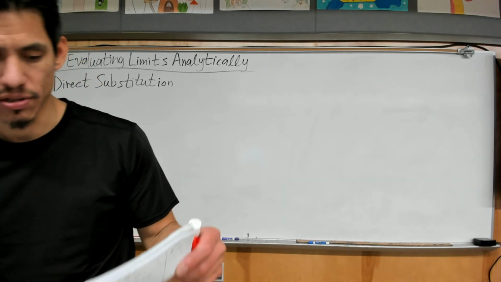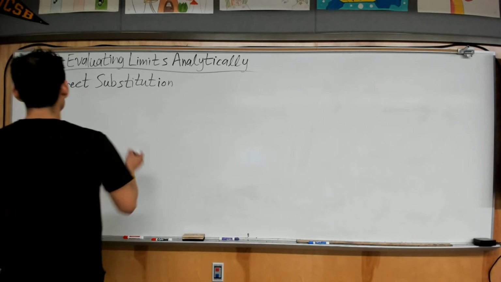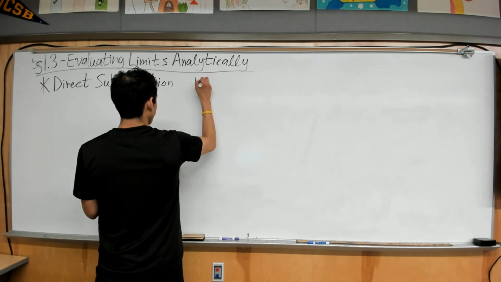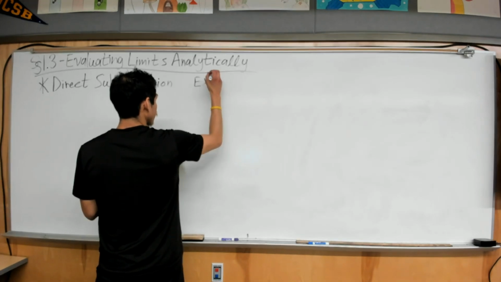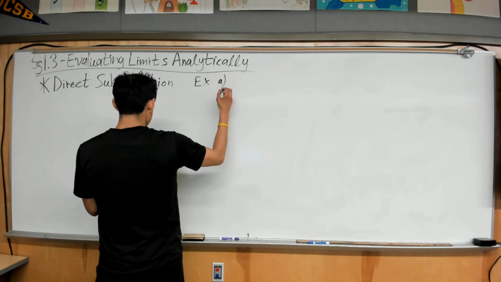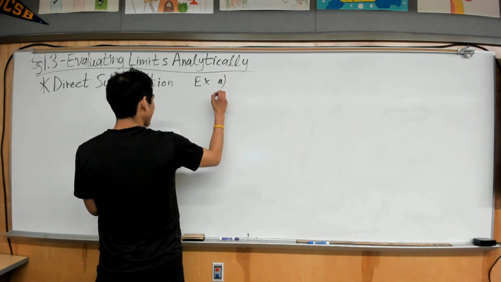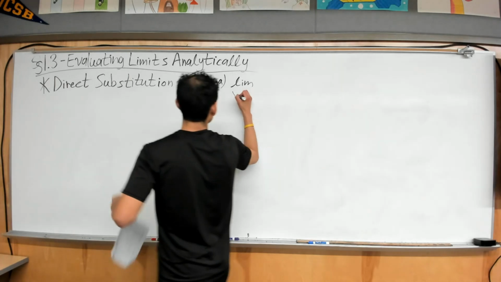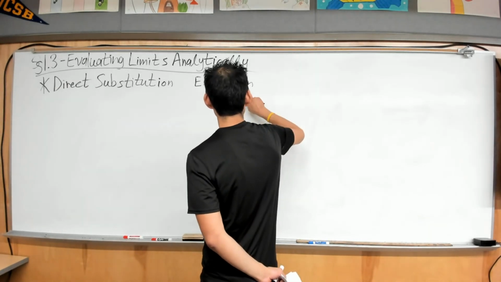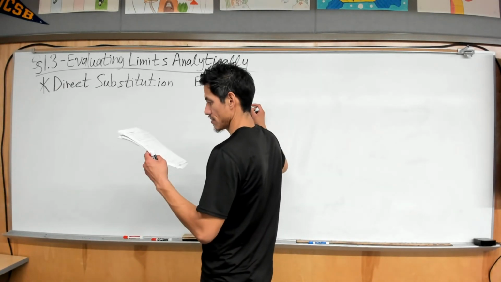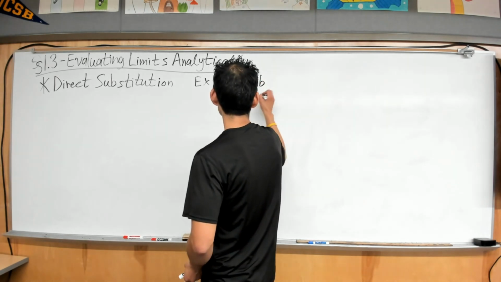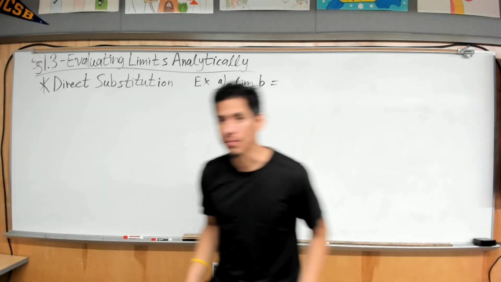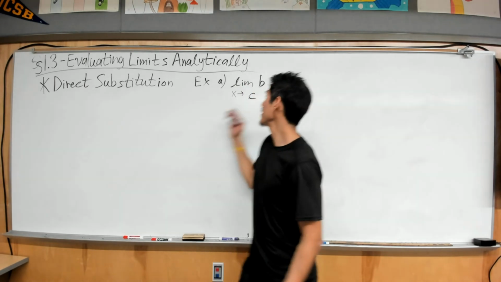So let's look at, okay, we're going to find these limits. Let's actually go over here. So example, A, B, C, D, E, F. A, we have the limit as x approaches C of, wait, hold on. The limit of B as x approaches C is equal to, whoa, where am I? I'm over here. So what does this mean?